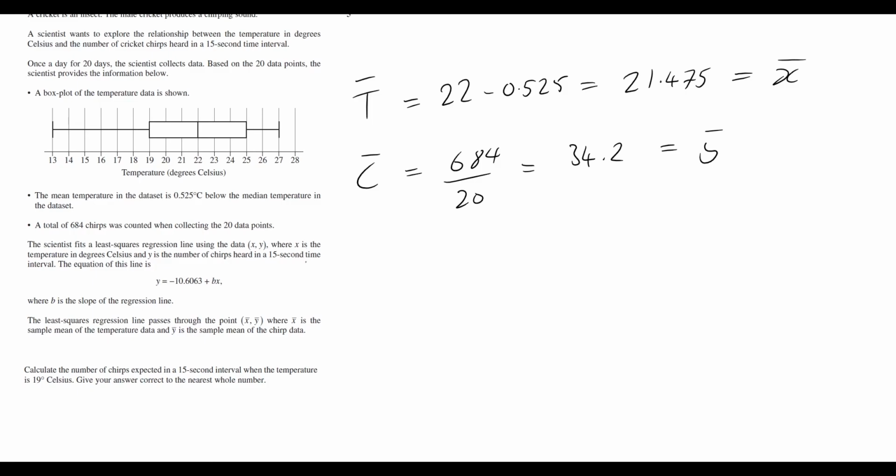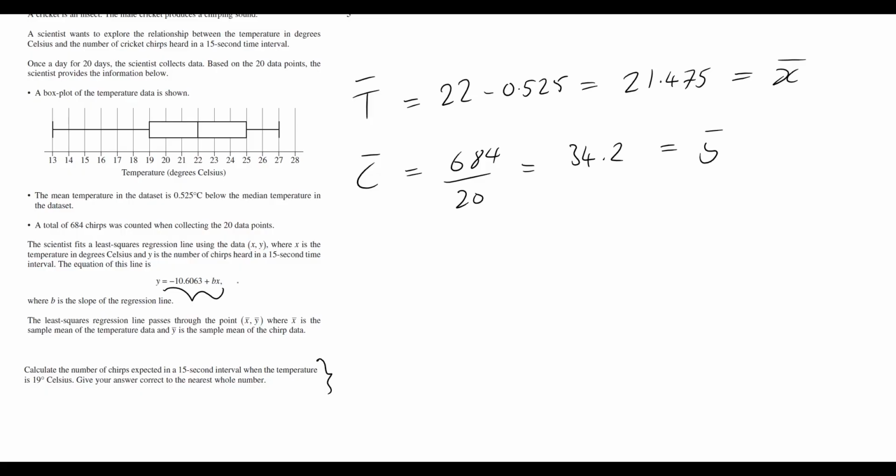Now it asks us to calculate the number of chirps expected in a 15-second interval when the temperature is 19 degrees Celsius, and give your answer correct to the nearest whole number. Before we can figure out that part, we actually need to go through and figure out what b is going to be.